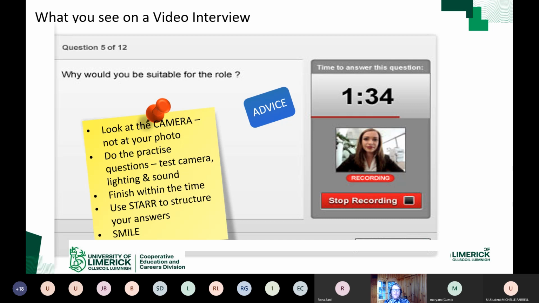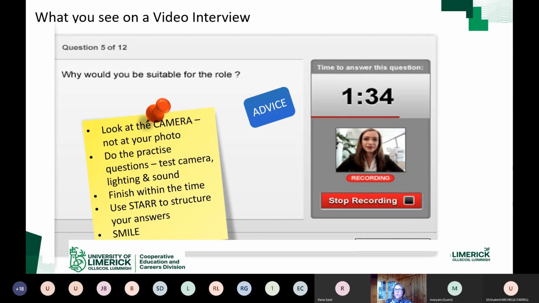A couple of tips for you on this. Look at the camera and not your photo. You could even put a post-it note over your photo, if that's going to stop you looking at it, or put a post-it note behind the camera on your laptop or recording device, so that you're making eye contact as much as possible with whoever is going to be reviewing the answers. Do the practice questions. Test your camera, lighting and sound, so you don't want to be too washed out, or in too dark a background.